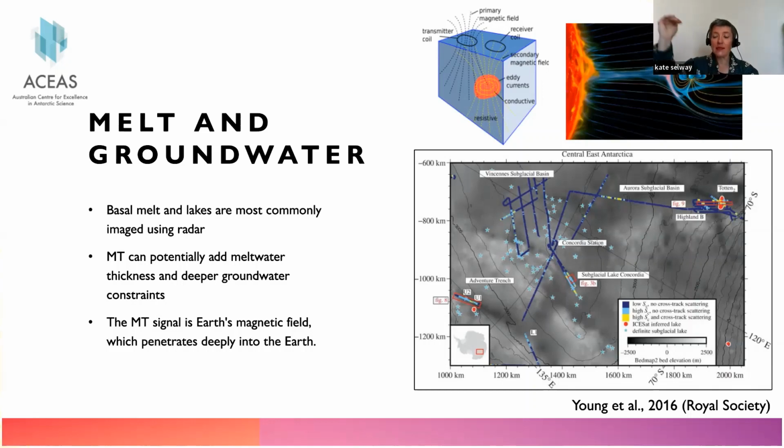And even if it can see that, all it's going to do is give you a reflection and tell you that there is water there. But MT can see a bit deeper, and then we can hopefully use that to tell us maybe what the thickness of that melt layer might be, and also penetrate deeper beneath that melt layer and see if there are deeper groundwater systems that might be interacting with the meltwater or important in other ways.